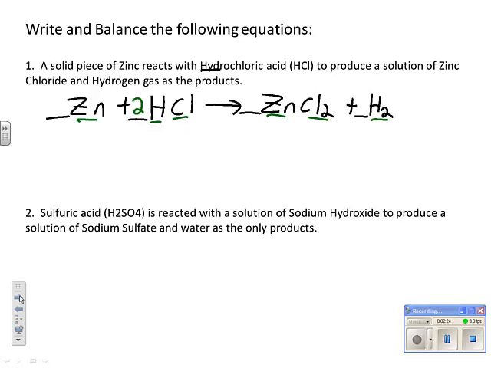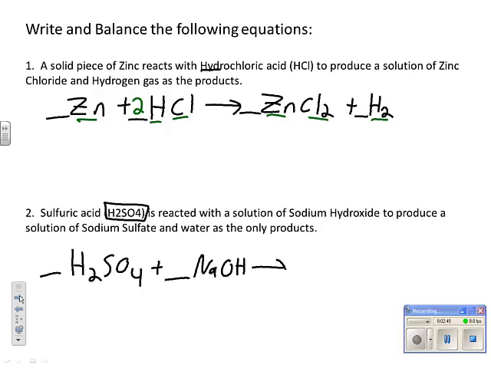So the next one, sulfuric acid. I probably won't give you these on the test, so I'll expect you to know what sulfuric acid is. So, H2SO4 reacts with, that means plus, a solution of sodium hydroxide. You should know sodium hydroxide. To produce a solution, that means yields, of sodium sulfate, which is Na2SO4, and water, dihydrogen monoxide. There we go.